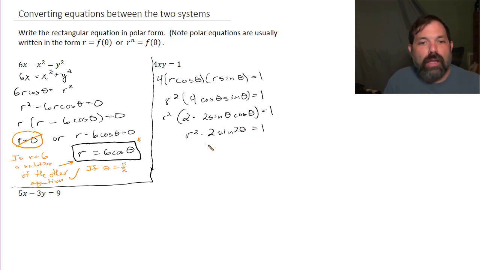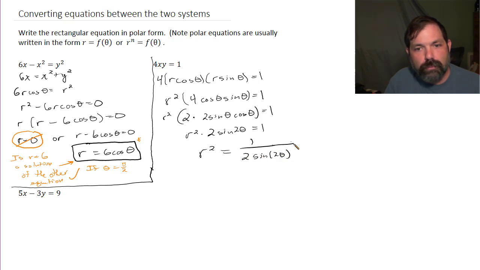And so then I can write this as r squared equals 1 over 2 sine 2 theta. And it's perfectly fine to leave it like that. I wouldn't use the square root to isolate r. I would just leave it as r squared equals. And that's fine. All right, so there's that one. Let's take a look at this other one here.